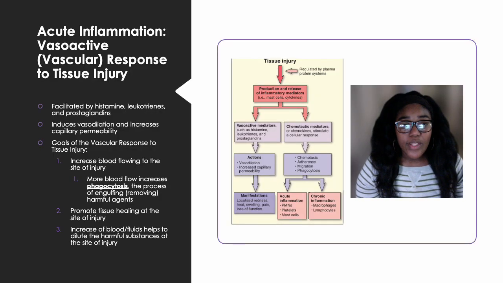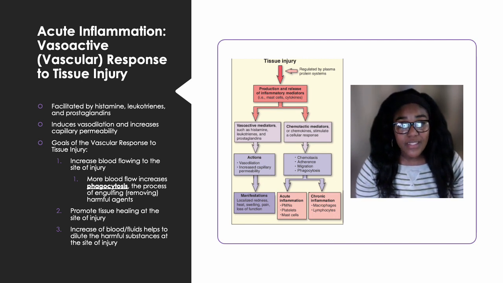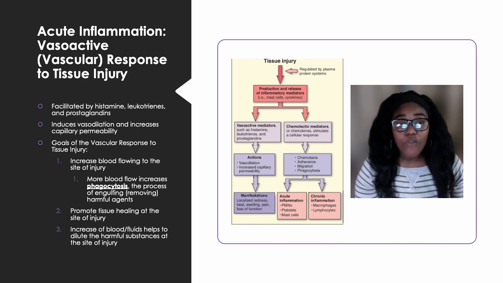So here we are going to discuss what happens when that first line of defense is broken. We are at the point of inflammation in the body, and again, this is acute inflammation. So this is happening as soon as that injury occurs. The body is mounting this response to help protect itself from harmful pathogens and things that would make the body have a disease process that will spread.